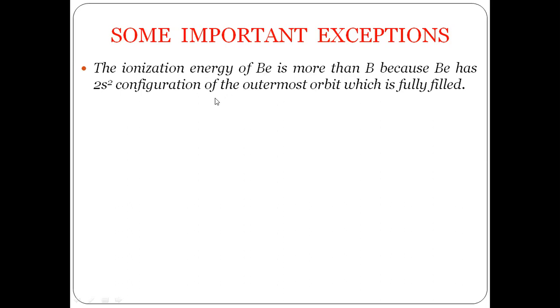Why? Because of the fully filled configuration of beryllium. Beryllium has a 2s2 outermost fully filled configuration. And always remember that if the configuration is fully filled or exactly half filled, it tends to remain more stable. It tends to retain that particular state. So it will not be so easy to remove that electron, because it makes the system stable, which we can understand with the help of symmetrical distribution of electrons and the exchange energy.